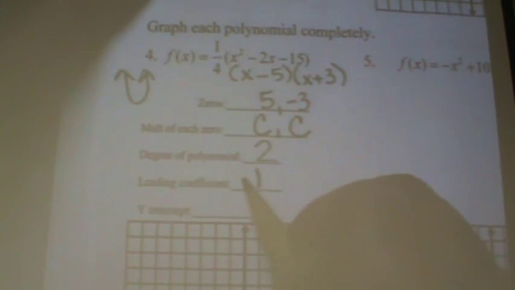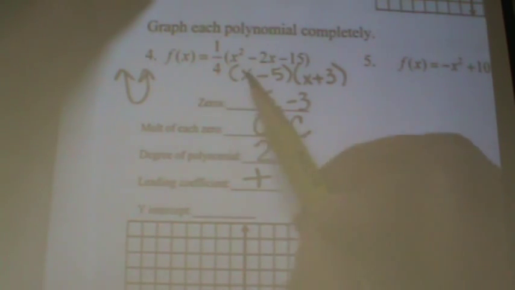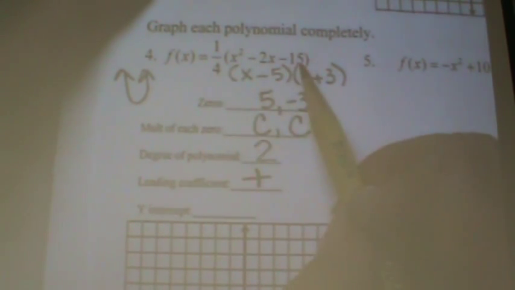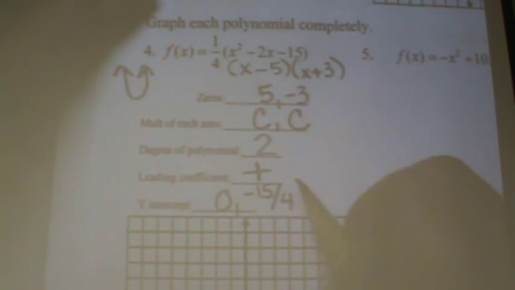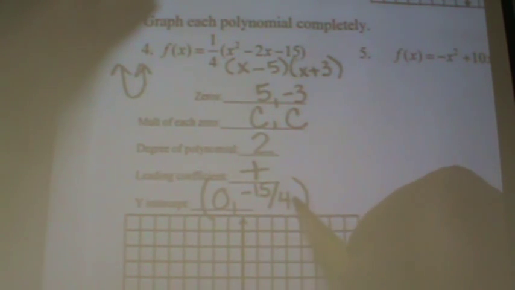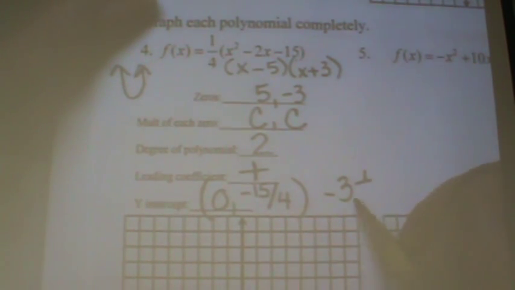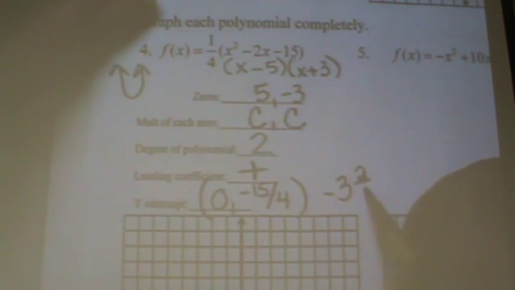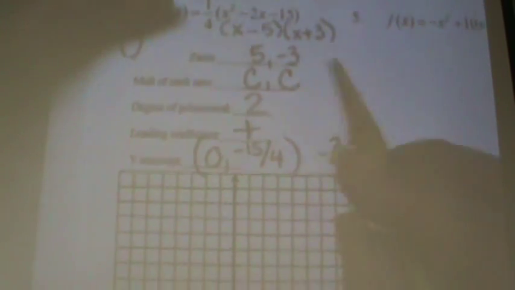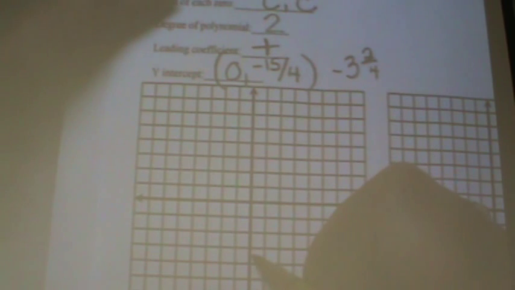The leading coefficient is positive. In my y-intercept, if I were to distribute this 1/4, I get 0, -15/4 is my y-intercept. So that would be -3 and 3/4. Let's see. 4 goes into this 3 times, that's 12, and 3/4. So that's -3.75.